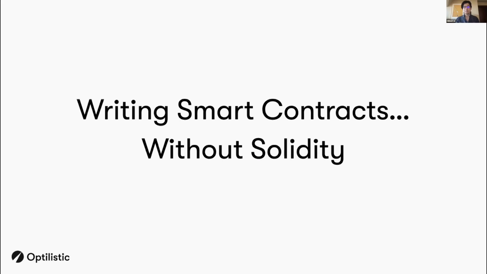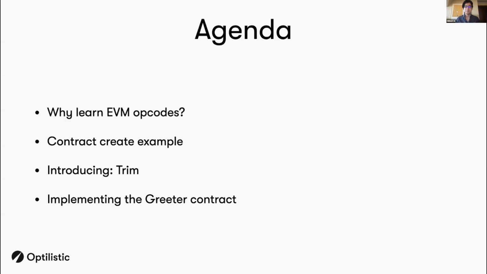All right. Hello, everyone. My name is Gilbert. I am a smart contract auditor and instructor at Optimistic. At Optimistic, we do smart contract audits, and we also train people how to write smart contracts and then audit them. But enough about me. Let's talk about smart contracts without Solidity.